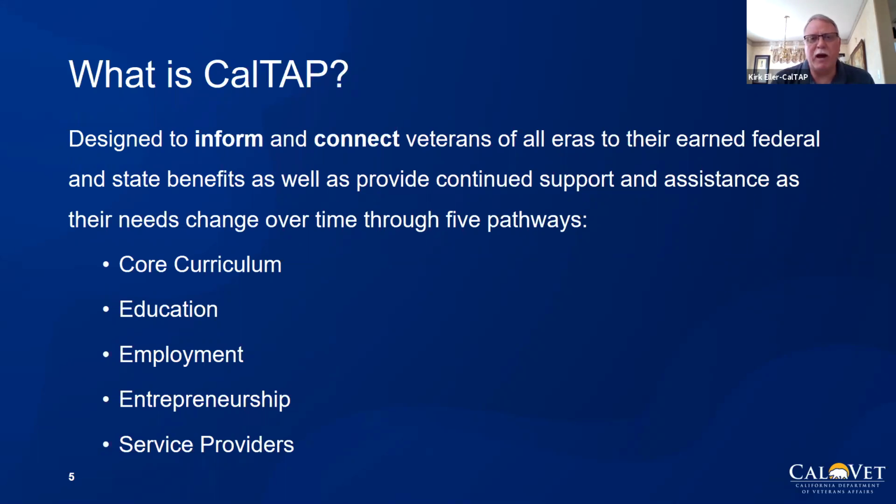How we do that is we have 5 pathways. The core curriculum pathway covers what your basic California benefits are. Then we have the education pathway, the employment pathway, and entrepreneurship if you want to start your own business. And there's a 5th pathway called For Service Providers. If you have a business and you want to work with veterans, this pathway provides information on how you can train and learn the nuances of working with veteran programs.